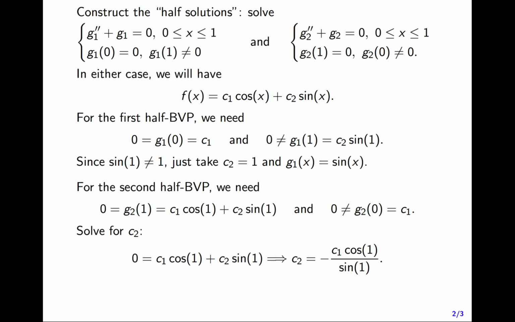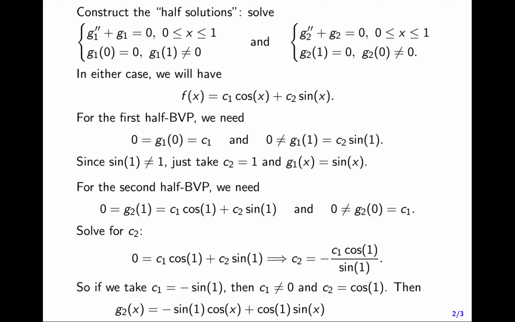And I'm free to pick c1 to be anything I want it to be, as long as c1 is non-zero. So let's clean up c2 a little bit with our freedom on c1. Let's take c1 to be minus sine of 1. Clearly then, c1 is non-zero, and then c2 just collapses to cosine of 1. So we get g2 of x equals minus sine of 1 times cosine of x plus cosine of 1 times sine of x. Now that's a bit of a bulky formula, isn't it? It's certainly more complicated than just g1 of x equals sine of x.